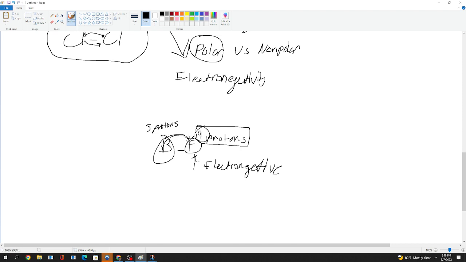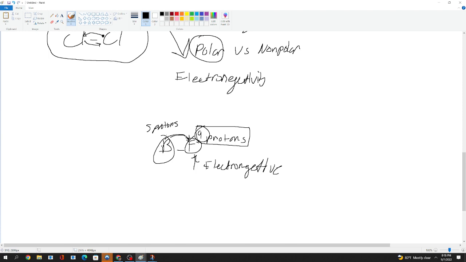Does that mean that fluorine is going to be negative? Partially negative. Does that mean boron will be positively charged? No, it'll only be partially positively charged. But that is a polar bond, that you actually have some form of polarity, some difference. That's what polar means, a difference, right? And that would be a difference in charge thanks to whoever has more protons.